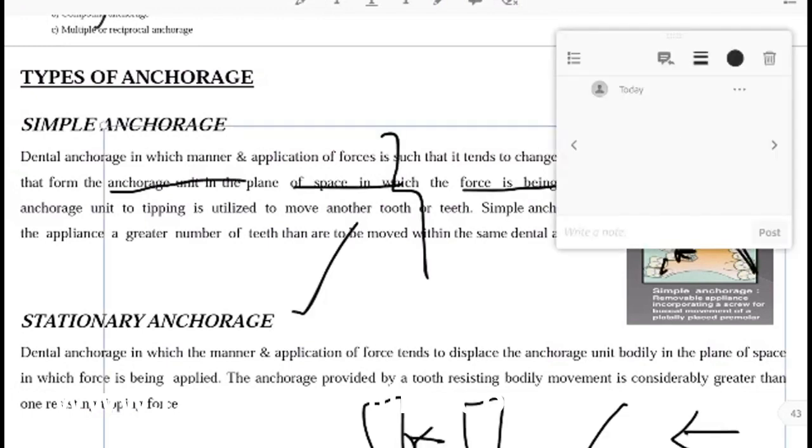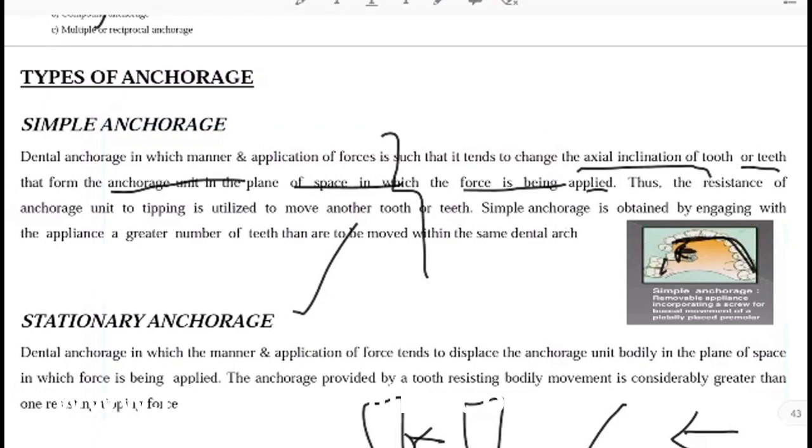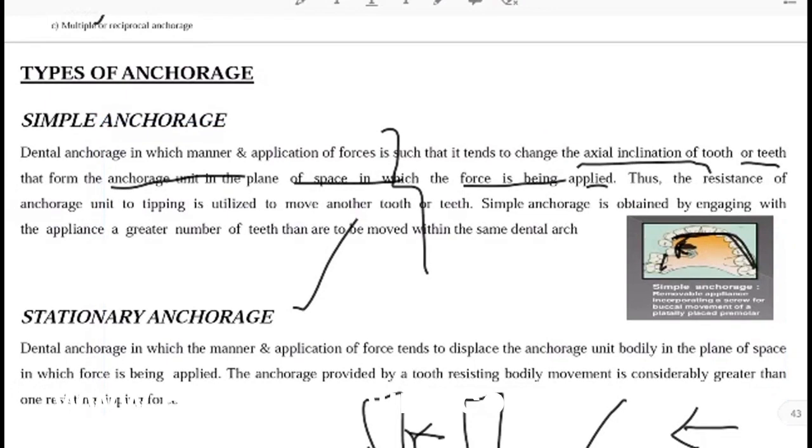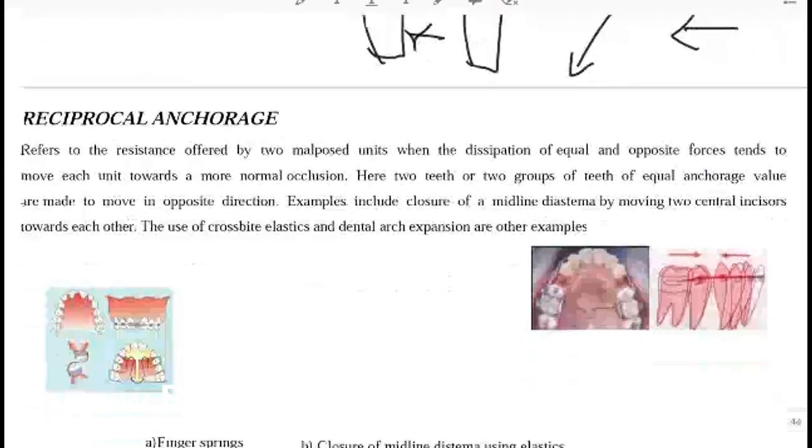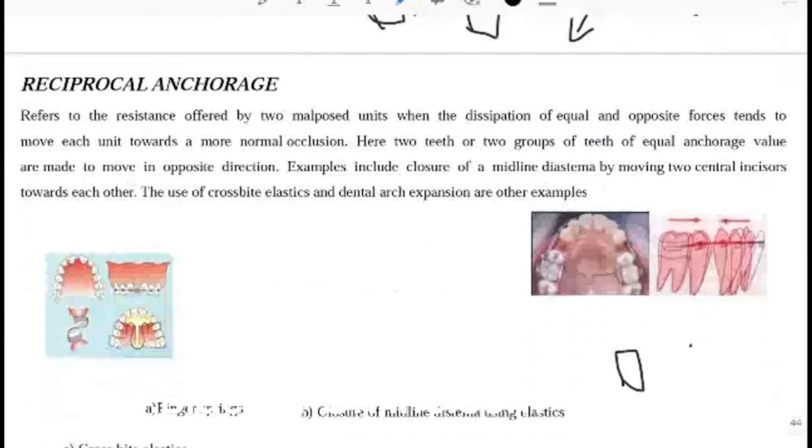Now you have reciprocal anchorage. What is reciprocal? The best example is the midline diastema. In midline diastema, what happens? You have one tooth here, you have one tooth here, and a very big space in between. So what you are doing? You have to pull both the central incisors towards each other. So this is a reciprocal anchorage. Here I'm making them move towards each other in an opposite direction. That is what happens in reciprocal anchorage, as you can see in this picture.